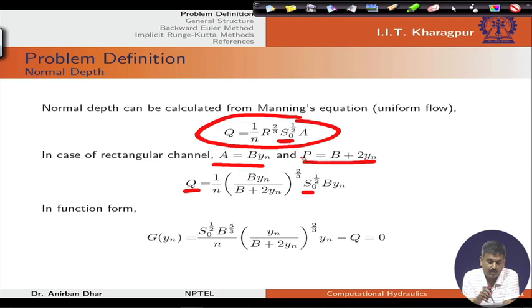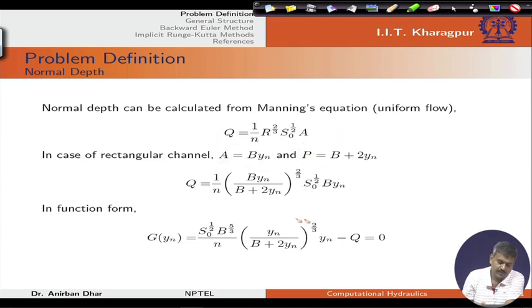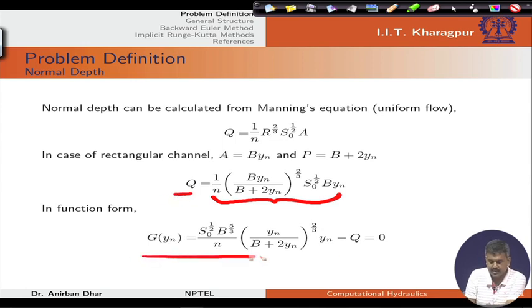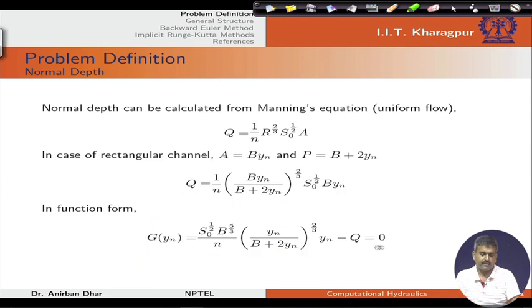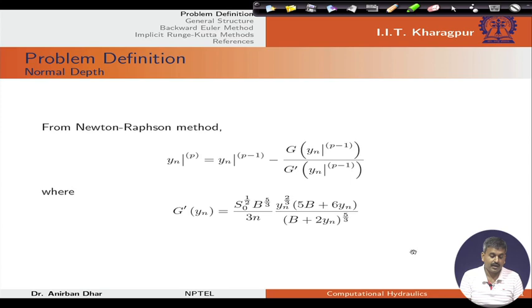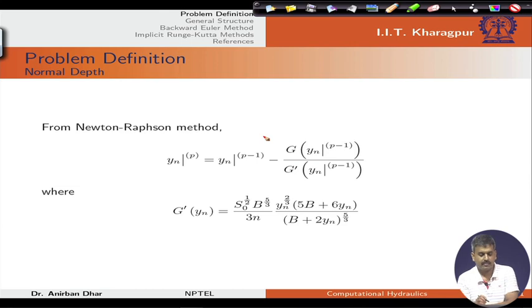So, that is the normal depth in this case. So, we can write this as a general function G(yn), which is nothing but this quantity minus the quantity on the left hand side, and we can equate it with 0. Now, this is one nonlinear equation. Now, if you want to solve this problem, we need to use our Newton-Raphson technique, and from our Newton-Raphson technique we can get the solution by an iterative approach.